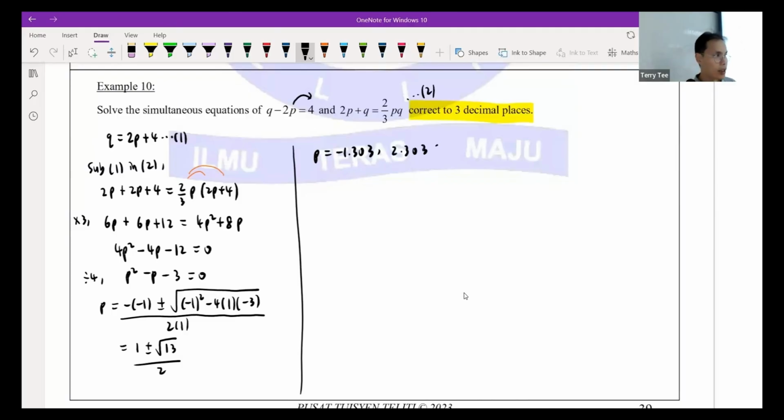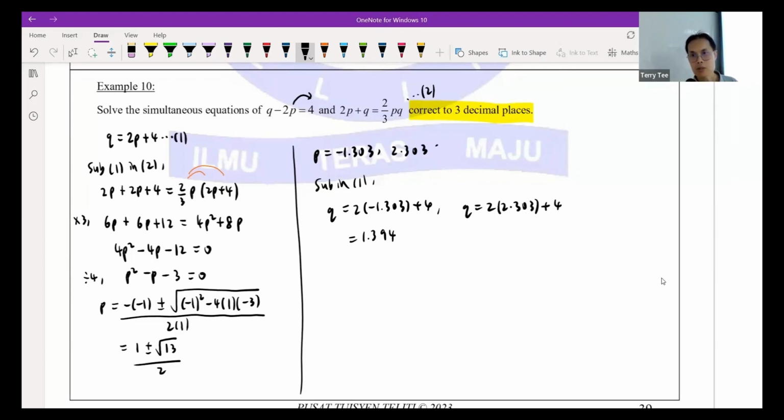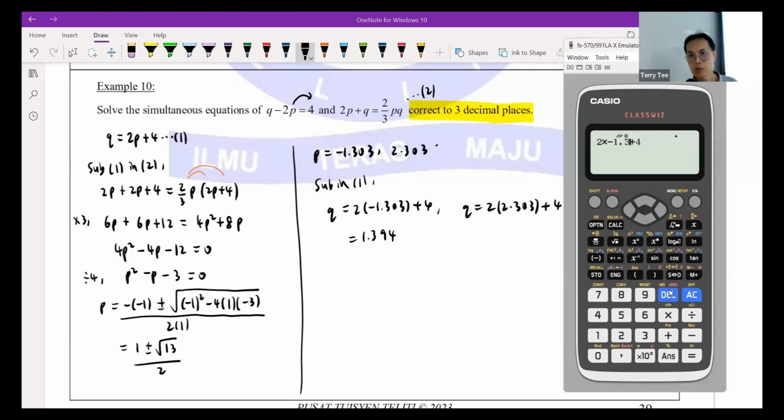Now, there are 2 answers for P, and you should have 2 answers for Q. So let's sub inside equation 1, find your Q. I got 2 times negative 1.303 plus 4, or 2 times 2.303 plus 4. Okay, calculator. 2 times negative 1.303 plus 4 is 1.394. Second one, just change this to 2.303. My answer is 8.606.